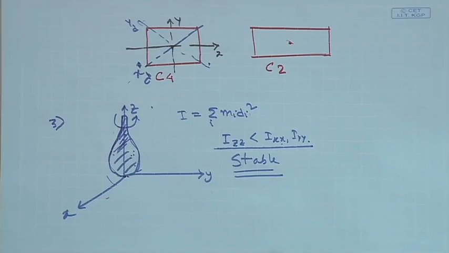Okay. So, we close this lecture here, and in the next lecture we will continue with the discussion of rigid body dynamics. We will be describing something called the Euler angles.